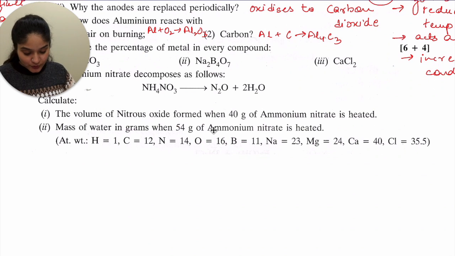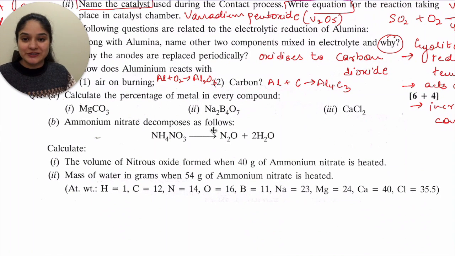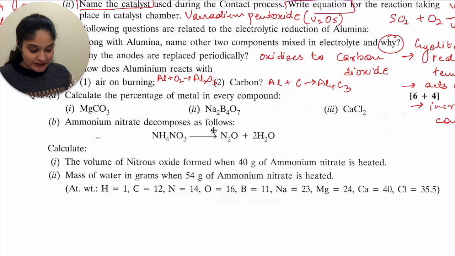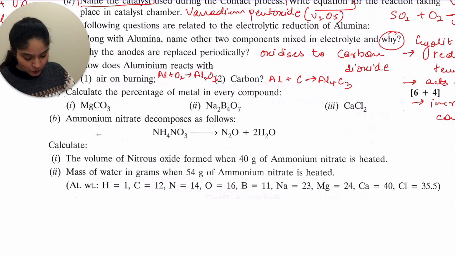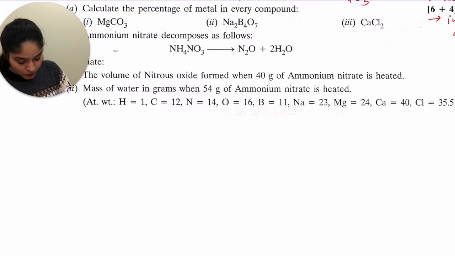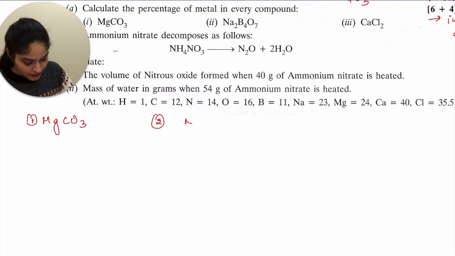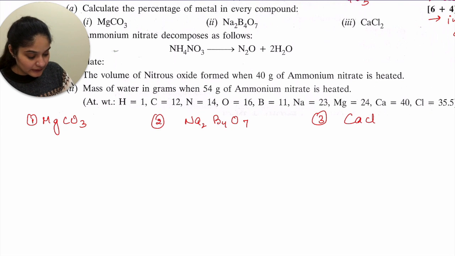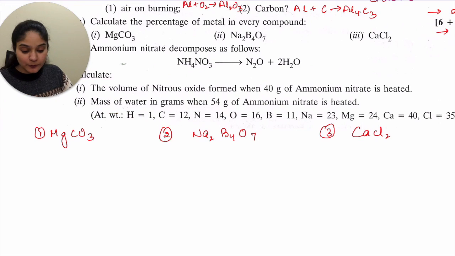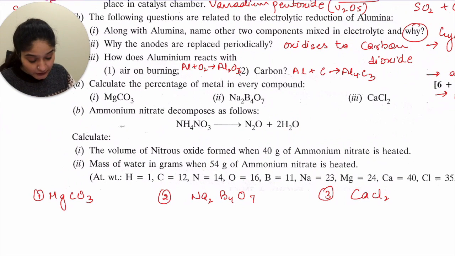Alright, moving on to question number 7, the last question of the sample paper. Calculate the percentage of metal in every compound: MgCO3, Na2B4O7 and CaCl2. Very simple questions. I'll be solving them down here in the space. The first part says MgCO3, the second part says Na2B4O7, and the third part says CaCl2. We are supposed to calculate the percentage of metal in every compound. So for the first part, you get magnesium, for the second, sodium, and for the third, calcium.